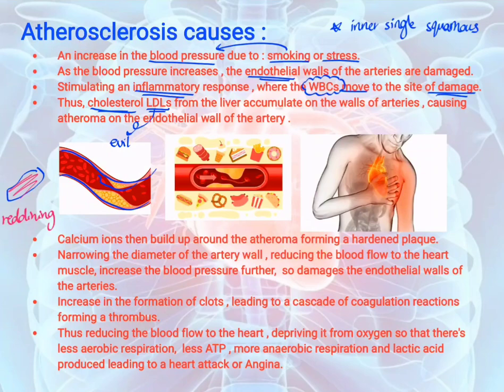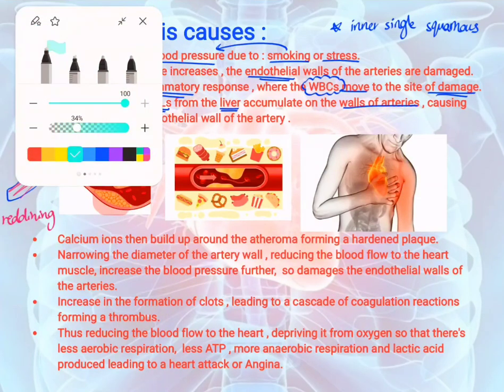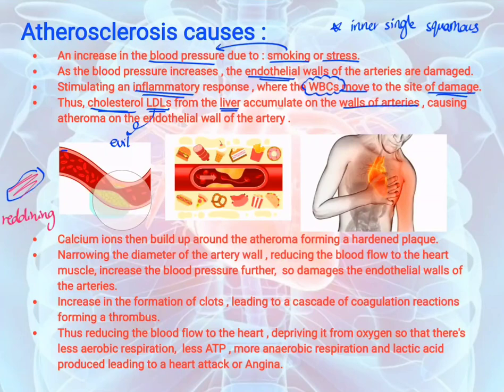Those LDLs, coming straight from the liver, accumulate on the walls of arteries. They build up, as you can see here in the diagram. They are accumulating in this region. Those yellow parts are the parts that eventually form the plaque. So the LDLs accumulate on the walls of arteries, causing the atheroma.